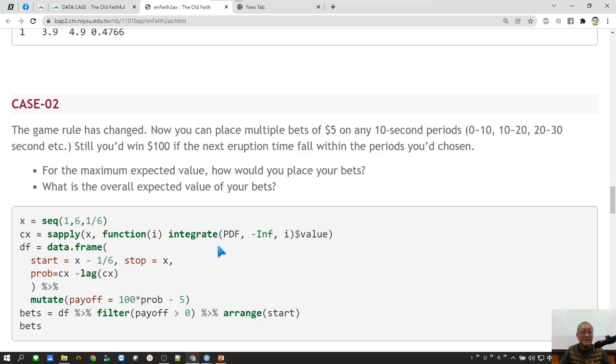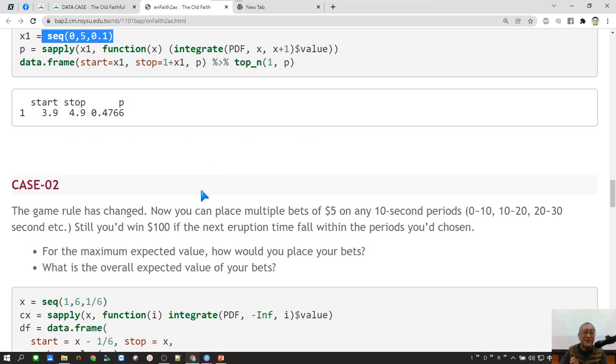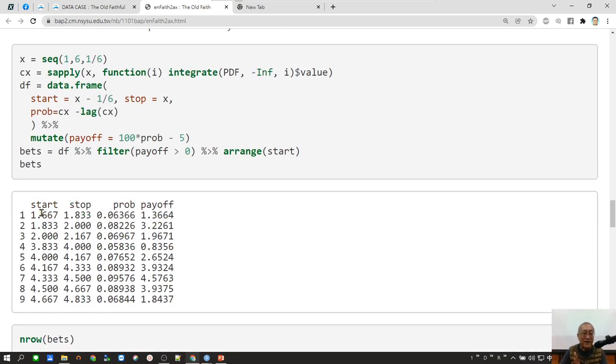So you want to choose some periods and then place the bets to get the maximum net expected payoff, right? So this is the call that helps you to place the bet, right? Okay, so if the game rule is like this, then you should place the bet on 9 periods, okay? 9 different 10 second periods. And this is the expected payoff for each period, right? Okay.